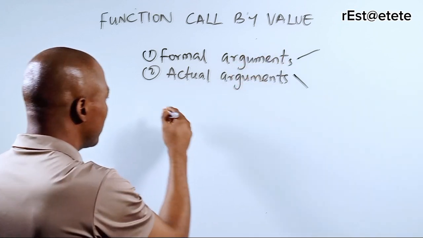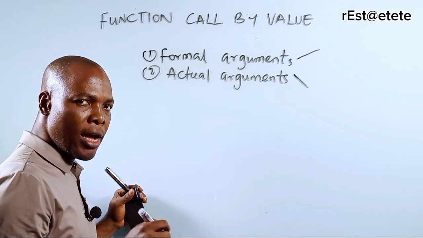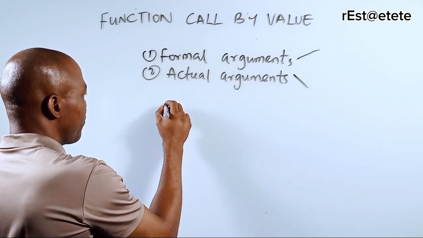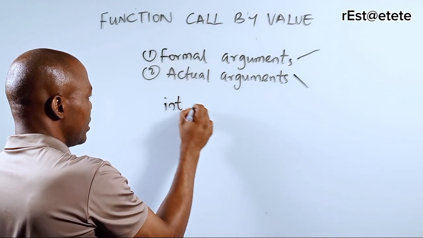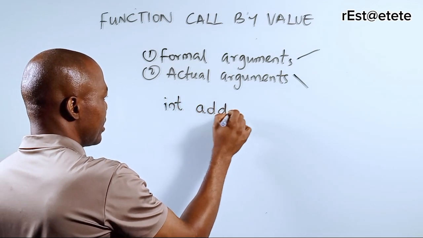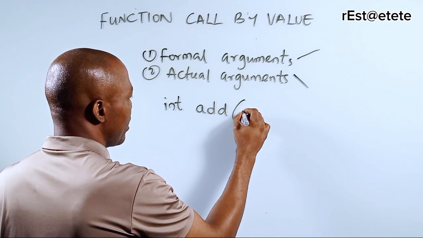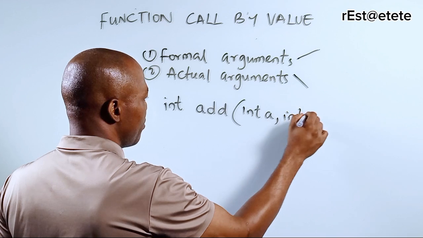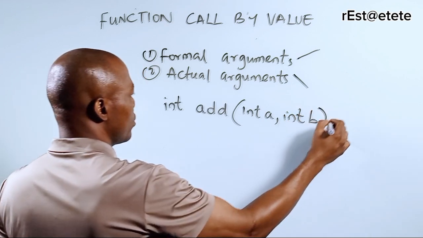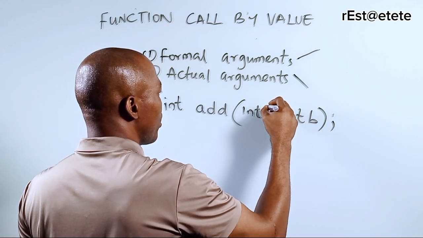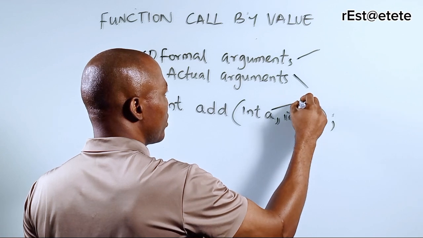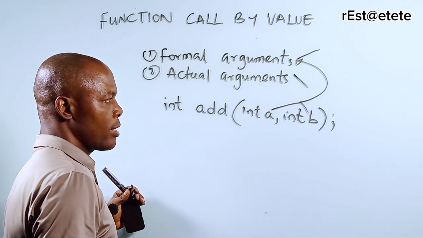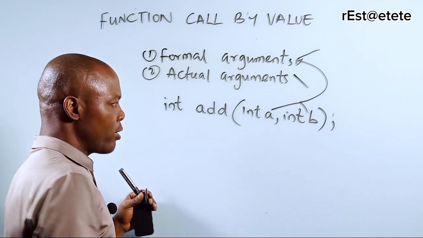So this formal argument is what you find in the header of the function. So you have int add, right? And then you have int a and int b. So this one and this one are the what? The formal arguments. These are the formal arguments.